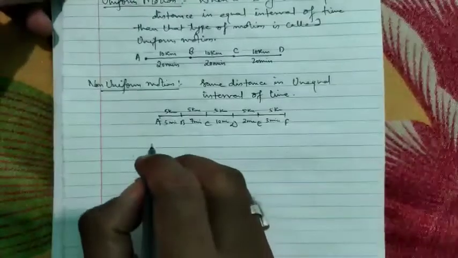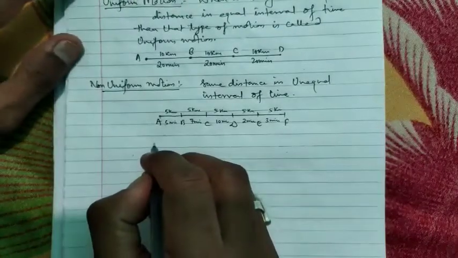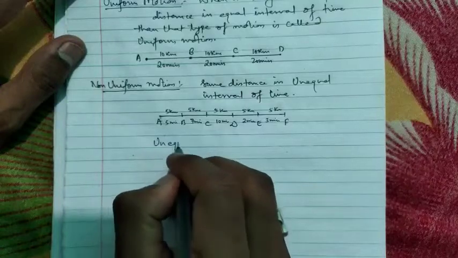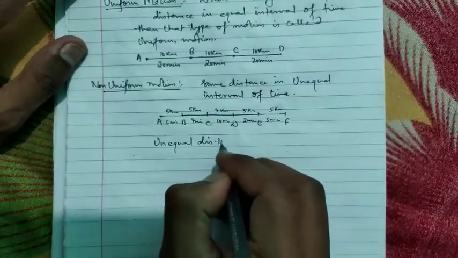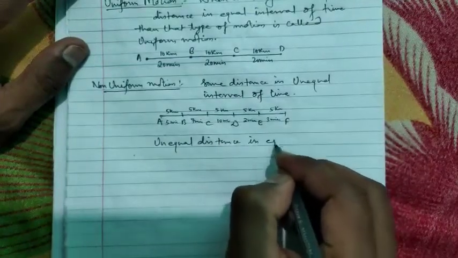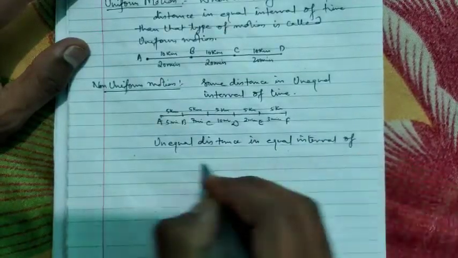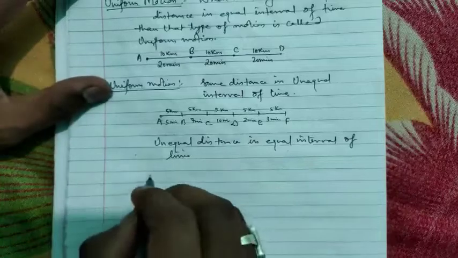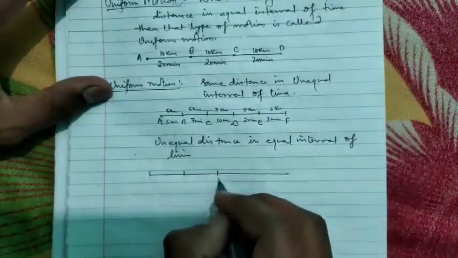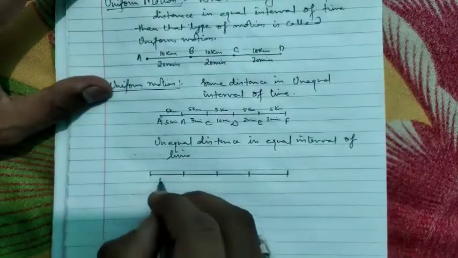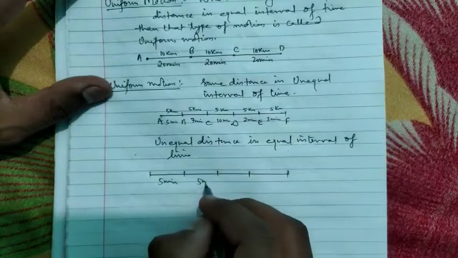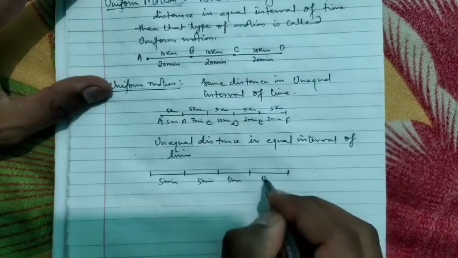One more case we can take: unequal distance in equal intervals of time. In this case, let the time interval be equal: 5 minutes, 5 minutes, 5 minutes, 5 minutes.